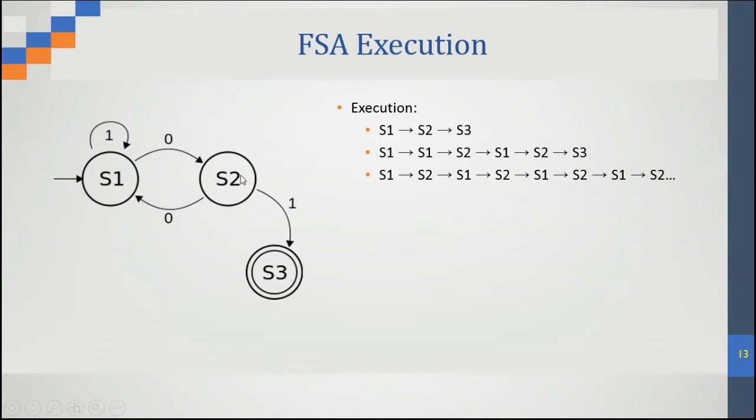But we can have another execution, for example, S1 and then back to S1, or stay in S1 and then S2 and then back to S1 and then move to S3. So here is another execution. Here is an infinite execution. We can see here S1, S2, and then S1, and then S2, and then back to S1, and then just staying in these two states. So here is an infinite execution.